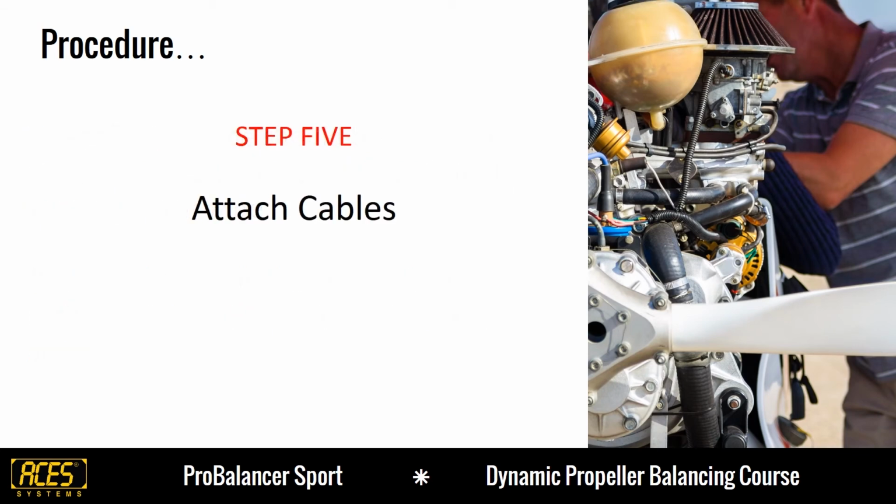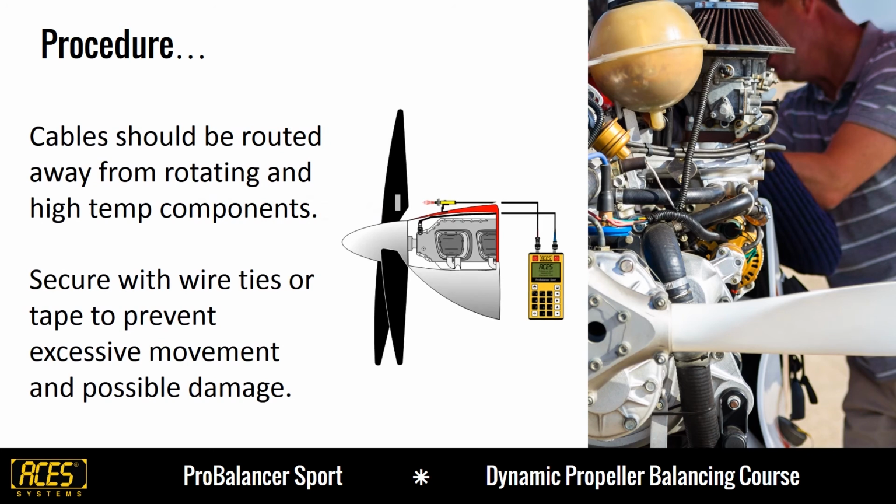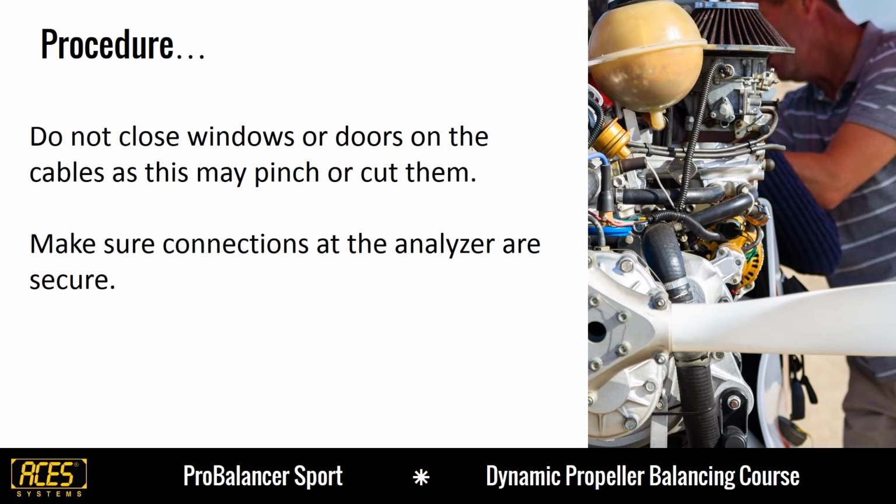Now attach your cables, making sure to route them away from rotating and high-temperature components. You can secure these cables using wire ties or tape to prevent movement and possible damage. Remember, these cables can be damaged when you close doors or windows on them, and make sure the cables are securely connected at the analyzer. Be careful when making these connections to seat them correctly before you tighten them.